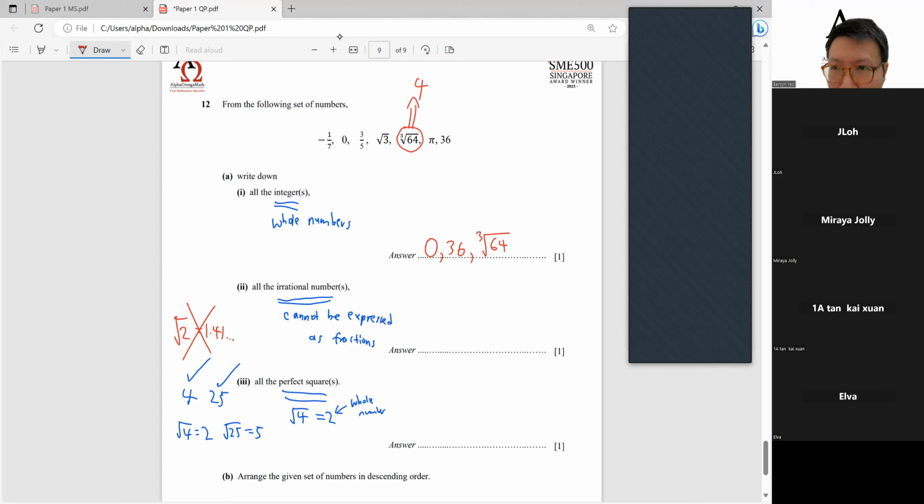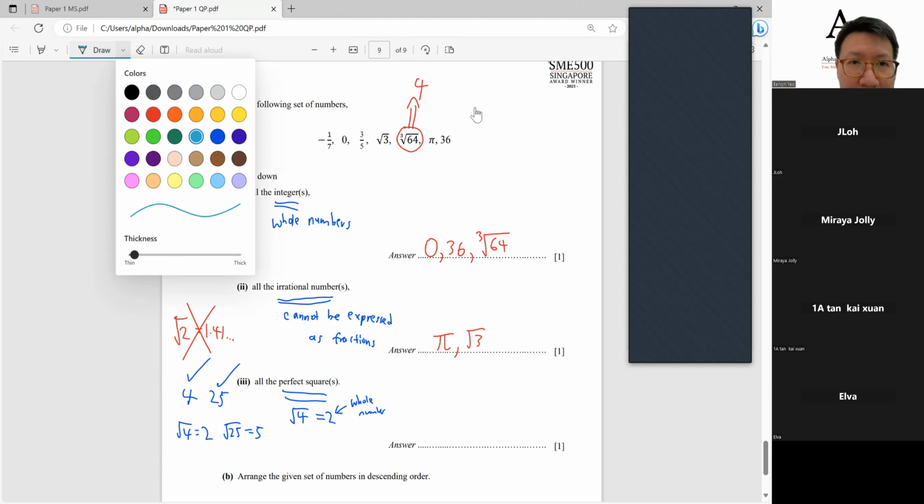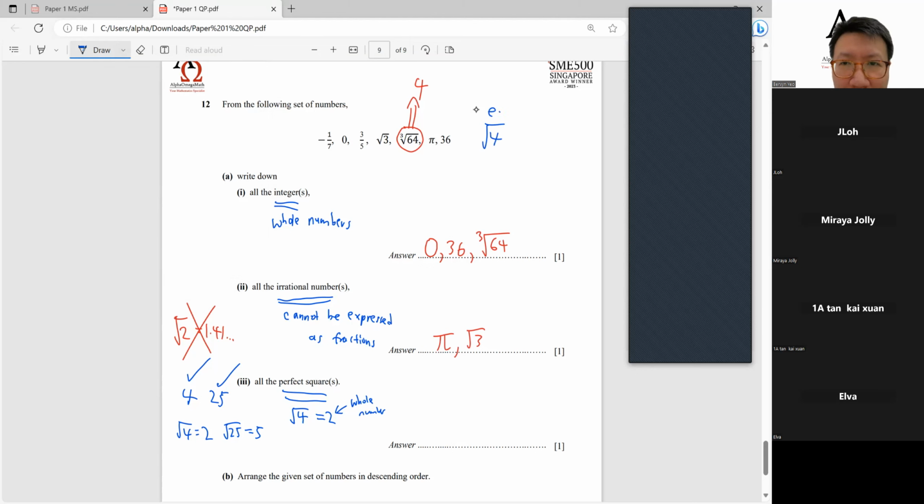Okay? Irrational numbers. When you think of irrational, you think of pi. Pi is always irrational. So you have pi over here. Any more? Square root 3 is also irrational. Most square roots are irrational, but be careful. Square root 4, for example, is it rational or irrational? It is rational, right? Because this is 2. It can be expressed as a fraction. Okay, but most square roots like square root 3, square root 2, square root 5, square root 7, all these are actually irrational numbers because they cannot become fractions.